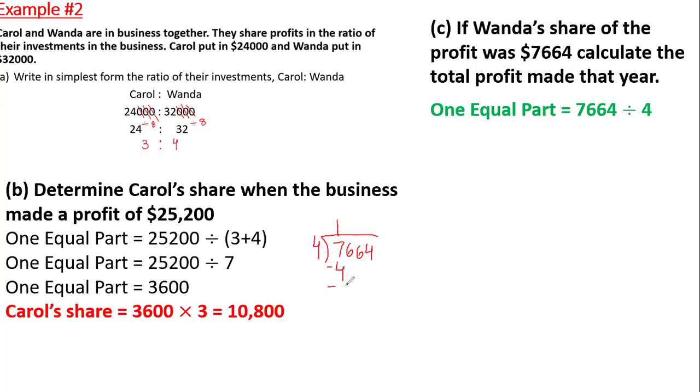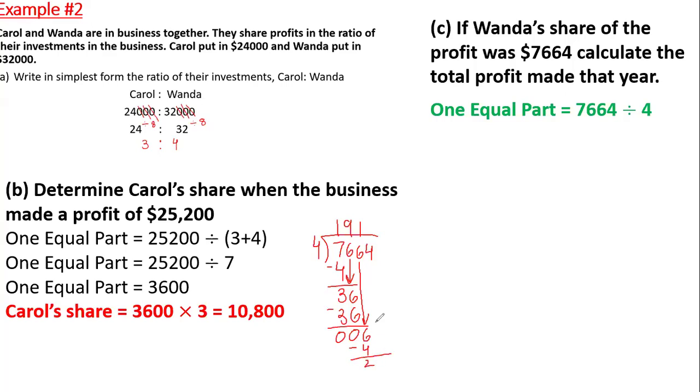7 minus 4 is 3. Right now the 6. How many times does 4 go into 36? 9 times. 4 times 9 is 36. 36 minus 36 is 0. Bring down the 6. How many times does 4 go into 6? Once. 4 times 1 is 4. 6 minus 4 is 2.